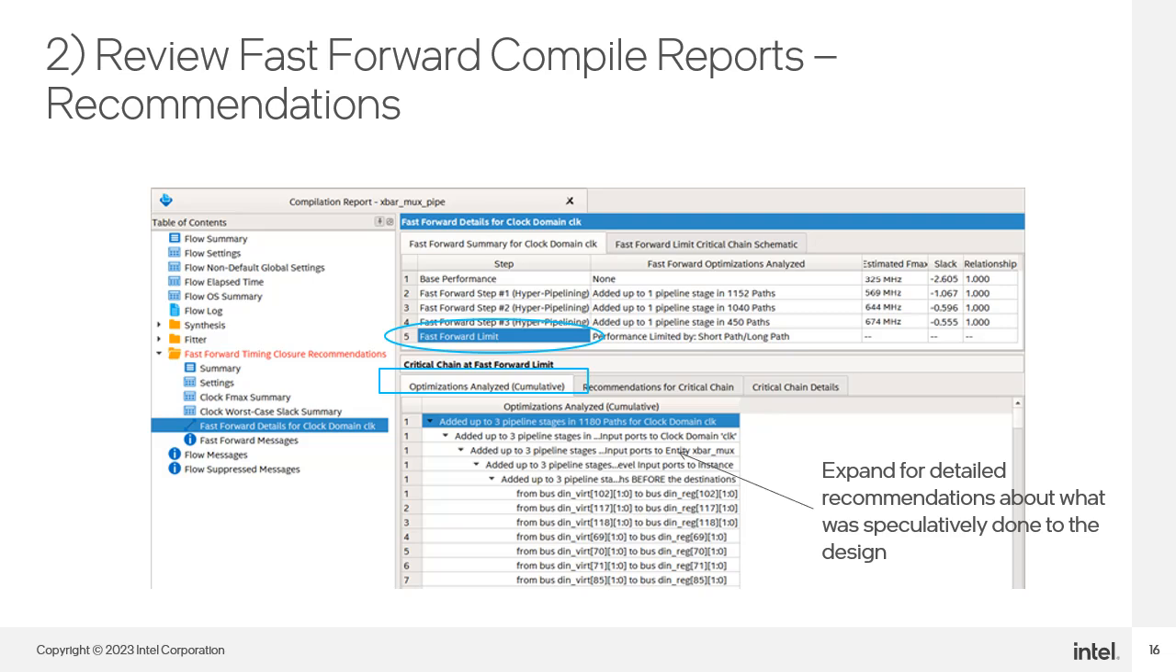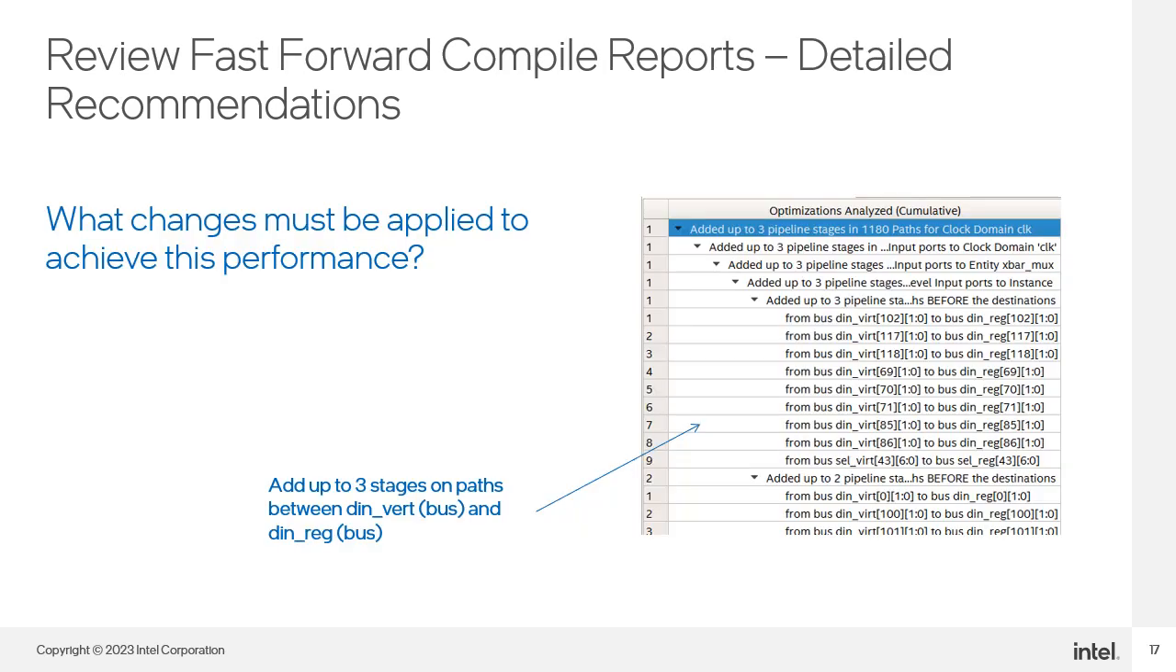hyper-optimization modifications. Expanding the Optimizations Analyze Cumulative tab, you can see exactly what fast-forward modifications were made, or in this case, how many and where registers were added to the design to reach that estimated Fmax value. Looking at the screen capture, we can see that 3 pipeline stages were added in the CLK clock domain. Where were they added? They were added to top-level input ports to the entity xbar_mux. In particular, they were added in between the port dn_vert and the input registers dn_reg, and the port select_vert and the input register select_reg.